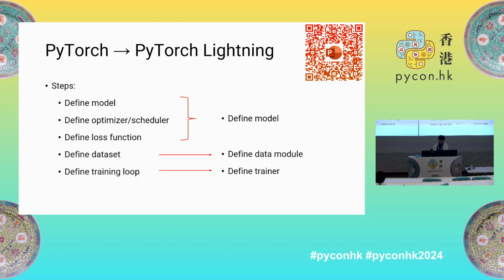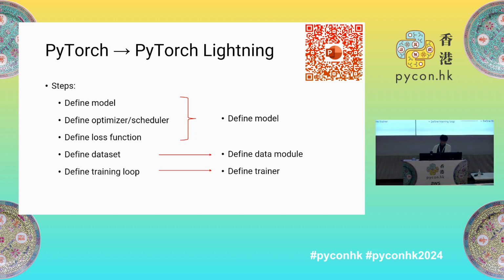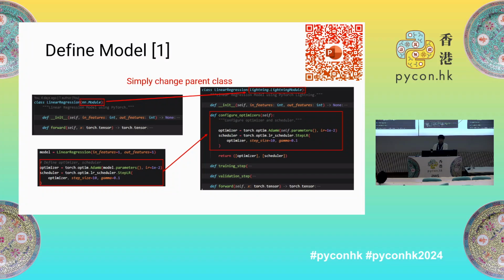So here we first compare the steps to implement a training in native PyTorch and in PyTorch Lightning. The core steps remain the same, but in PyTorch Lightning we organize them into 3 components, which are model, data module, and trainer. And we will see how. First, we start with a model in PyTorch Lightning. The first change is simple. Instead of subclassing nn.Module, we now subclass the LightningModule.